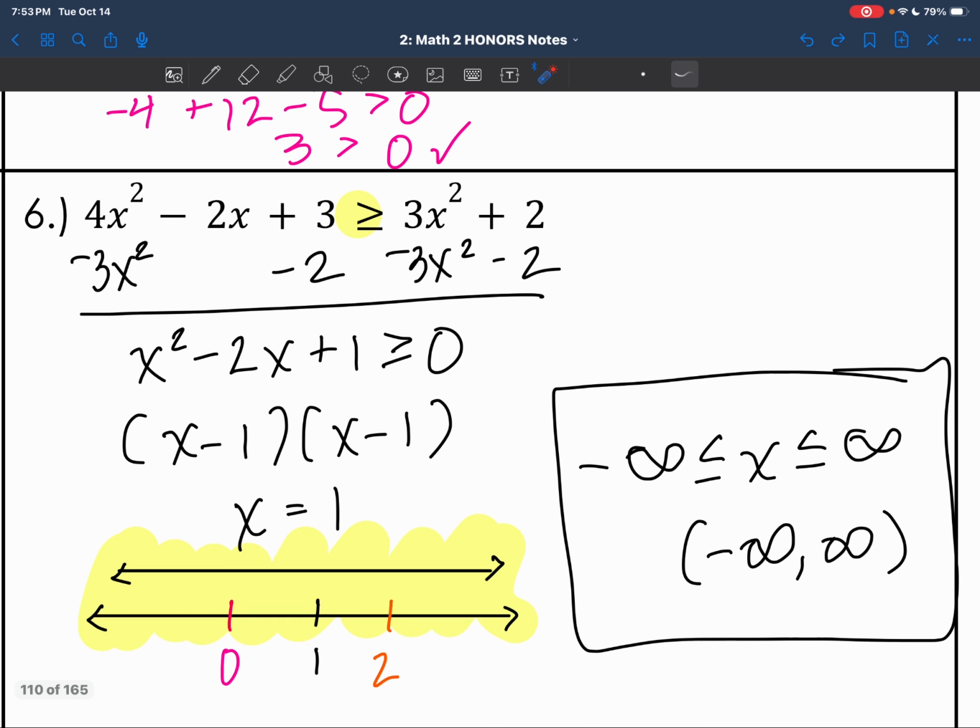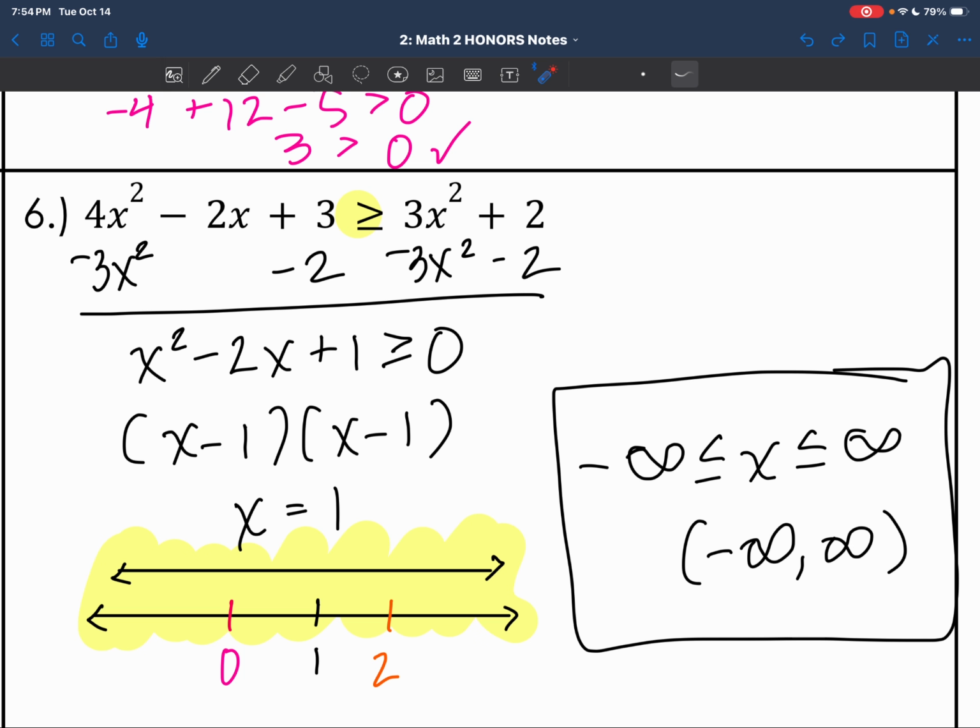All right, number 6 is a different one because first off, we're going to try to get it all equal to 0 when we solve this. So we're going to make that equal to 0. And all I did was I moved all this over to the other side by subtracting 3x squared and subtracting 2. That cancels out, so now I'm left with 0, and I've got x squared minus 2x plus 1, and we can say it equals 0. So we're going to set this x minus 1 equals 0, and x minus 1 equals 0. So you're going to get positive 1 for both of them.